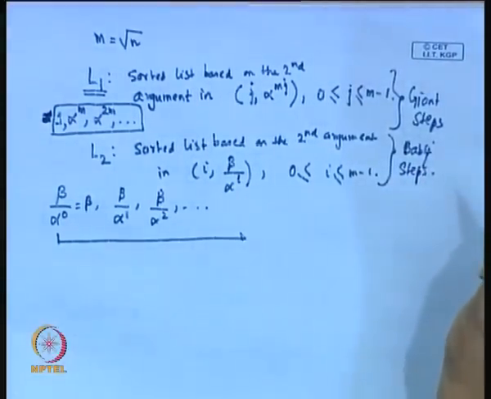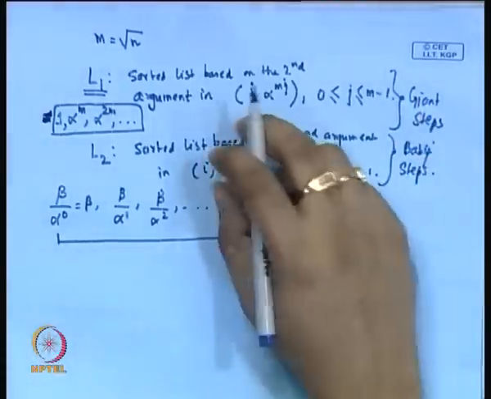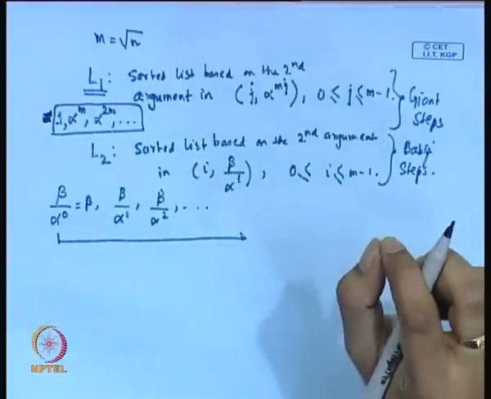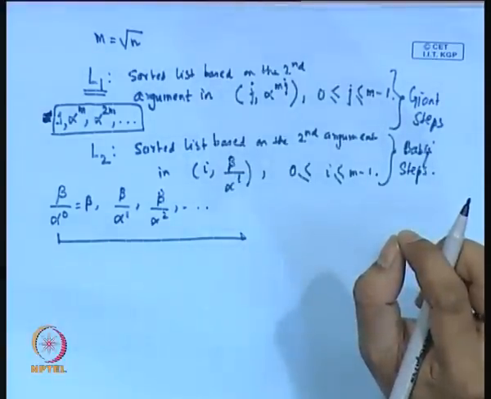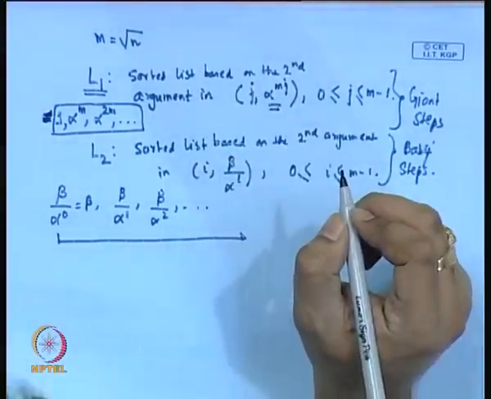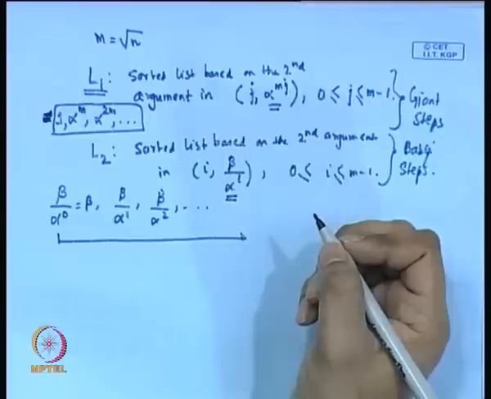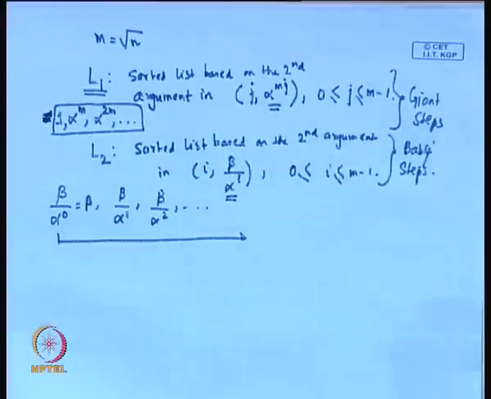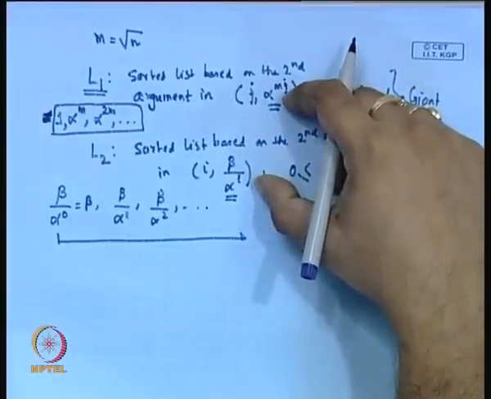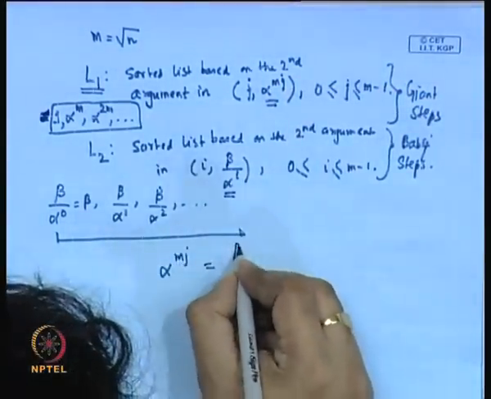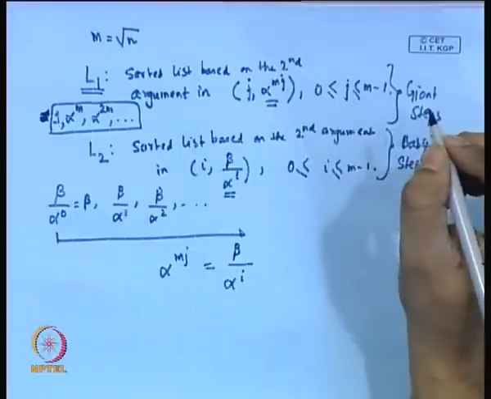Now, in these lists L1 and L2, which are both sorted, you are trying to find a common element based on the second argument. The second argument in L1 is alpha power of mj, and the second argument in L2 is beta times alpha power of minus i. Since both are sorted, you can traverse both lists in linear time and find an element which matches in the second component. That means you can find that alpha power of mj is equal to beta times alpha power of minus i, and find the corresponding values of i and j.